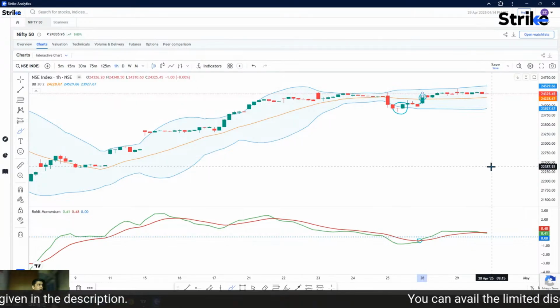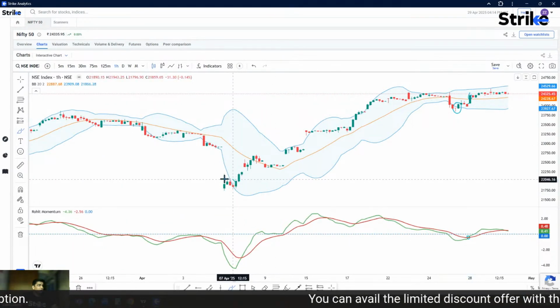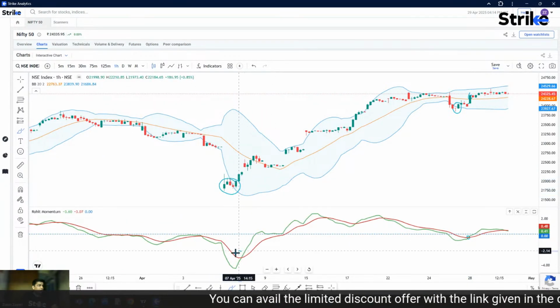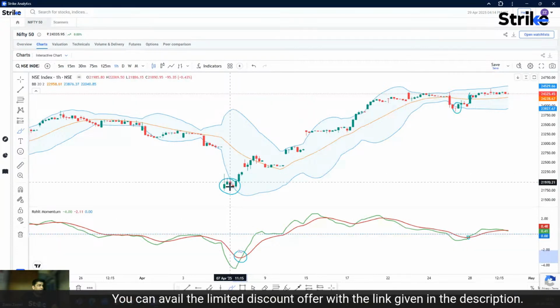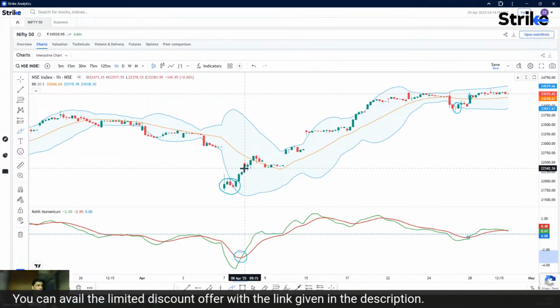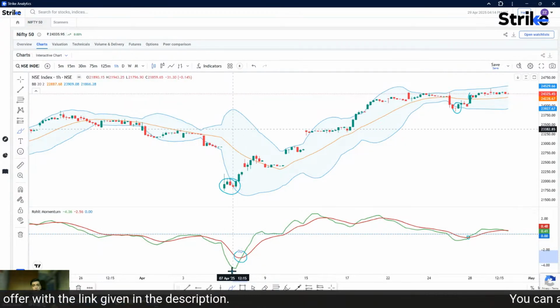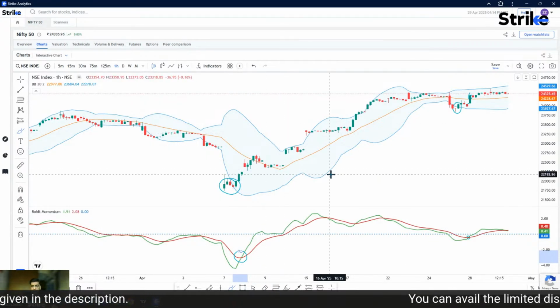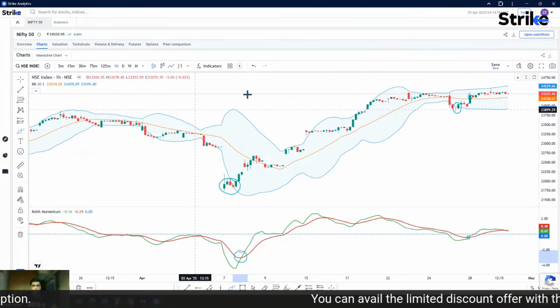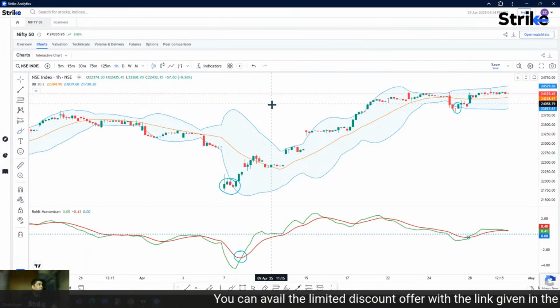It's an hourly chart, so the same thing over here. I would really love to take such things when prices are bouncing from the lower Bollinger Band and RMI turns into a buy mode. So these two combinations, they work really nicely. Yes, definitely we can check Bank Nifty also.